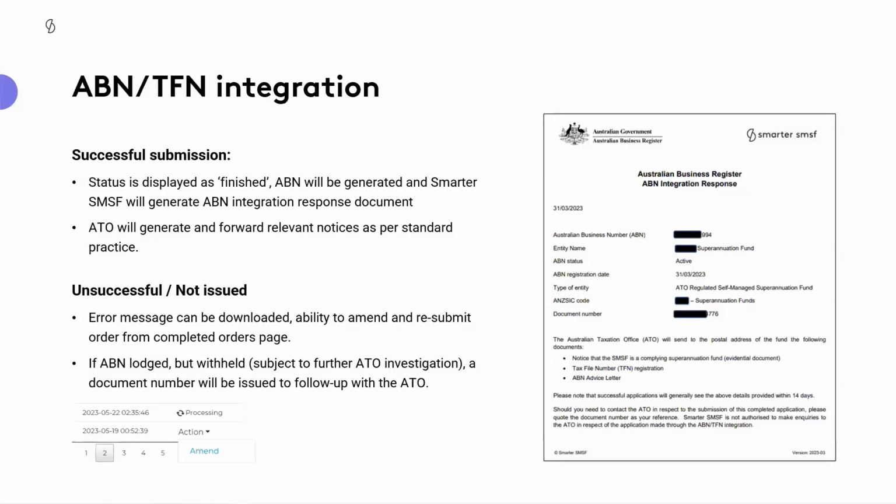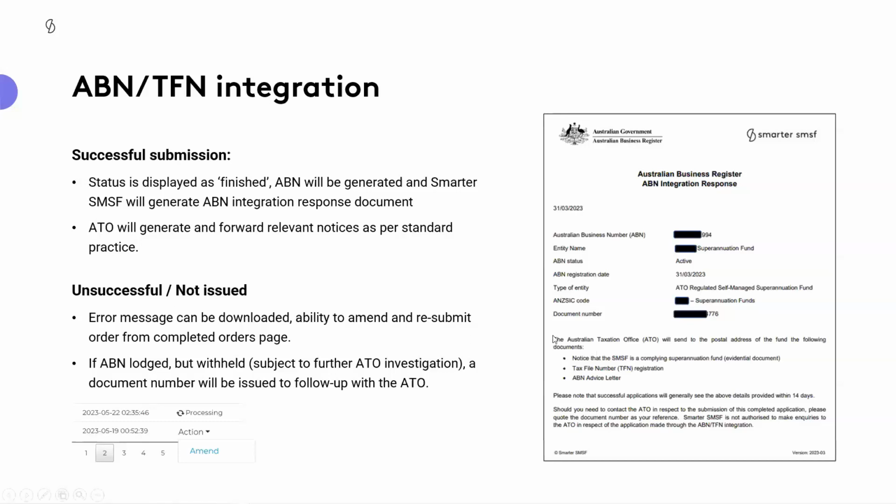So there is a process that we will go through, like I said, for successful submission. If it's unsuccessful, as I showed you on the platform, the error message can be downloaded. You can check what the issue is. You may need to contact us to have a look. We had an example the other day. We got a very weird message. We went back, we identified that it was an ATO or ABR issue. But if we actually went online to this Superfund Lookup, we could see that the actual ABN had been issued for that client, and therefore the client was pretty much up and underway. So if the ABN is lodged but withheld subject to further ATO investigation, again, that document number there is the reference point that you can then go and follow that up.